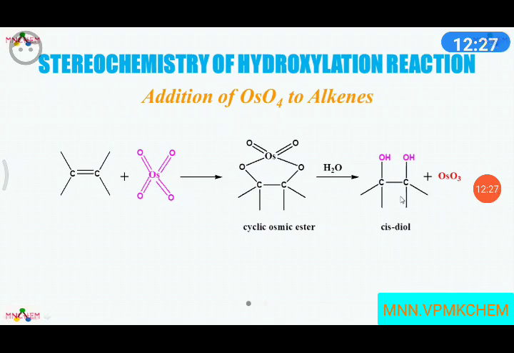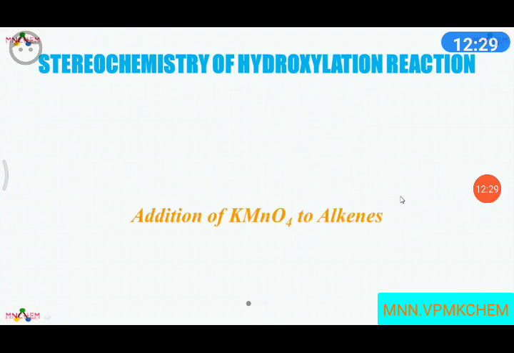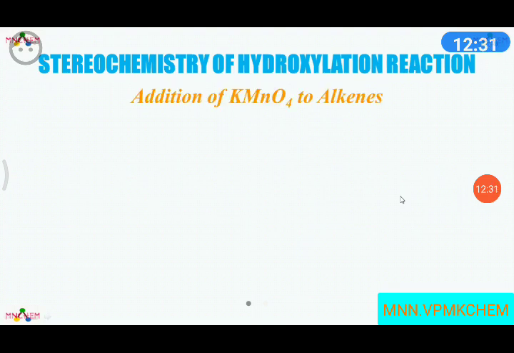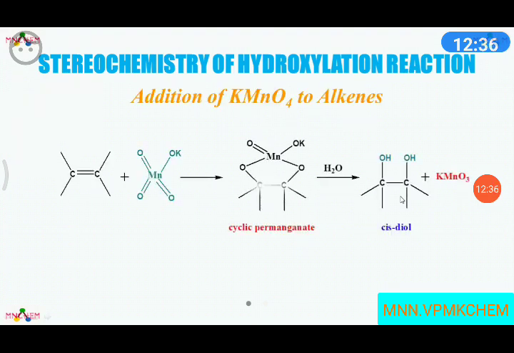Similarly, we can represent addition of potassium permanganate to alkene. Again, a two-step reaction where alkene adds to KMnO4, forms the cyclic permanganate, which on subsequent hydrolysis gives cis diol as the product.